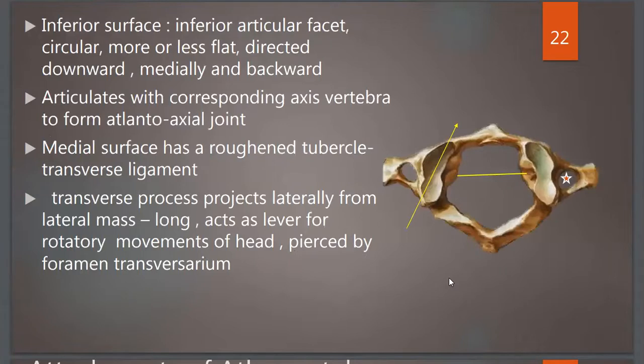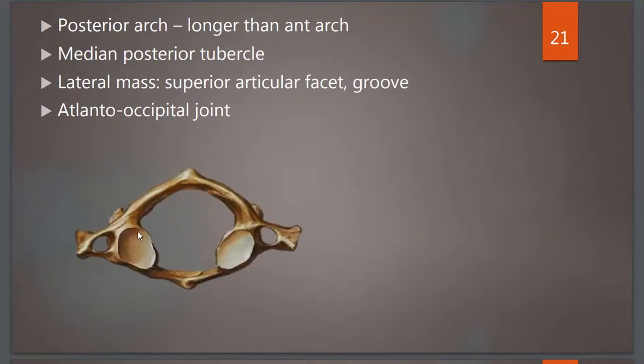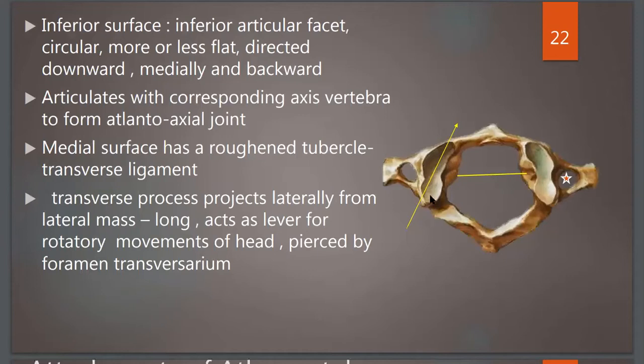Okay, now coming to the inferior surface. This was the superior surface of the atlas. Now we are seeing the inferior surface of the atlas. On the inferior surface, we have the inferior articular facet. Obviously this inferior articular facet will be articulating with the superior articular facet of the second cervical vertebra, that is the axis, to form the atlanto-axial joint. This inferior articular facet is more or less circular, more or less flat, directed downwards, medially and backwards. You can see the direction.